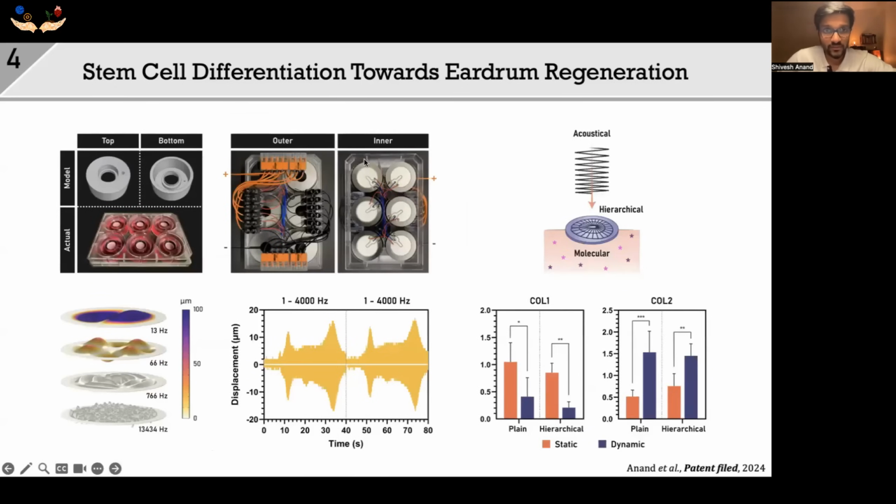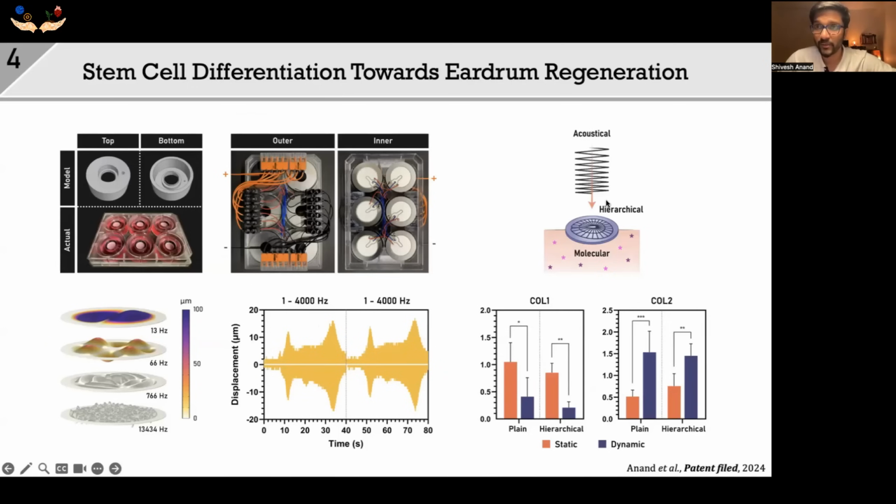For the acoustical stimulation, we developed an in-house bioreactor setup, which we recently patented. Using this bioreactor setup, we could stimulate the tympanic membrane scaffolds at different frequency range. Here is an example where we stimulated the scaffolds in the range of 1 Hz to 4,000 Hz, and we observed that at certain frequencies, the tympanic membrane vibrated much more drastically as compared to the other frequencies. These frequencies are known as resonance frequencies. This was observed both for experimental measurements as well as theoretical simulations.